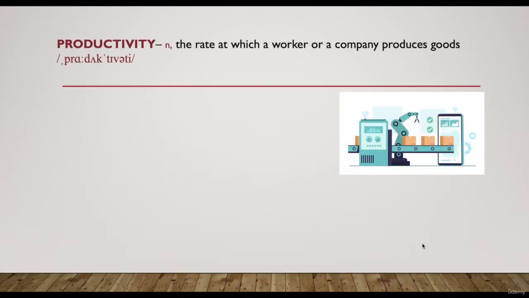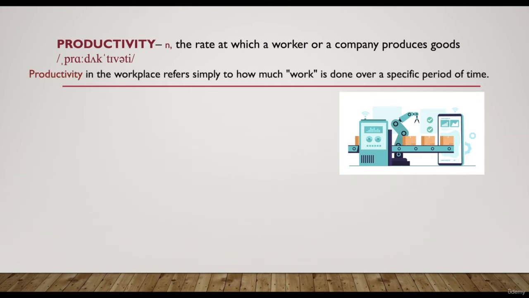So the first word in today's lesson is productivity. Productivity is the American pronunciation and productivity is the British pronunciation. It's a noun that means the rate at which a worker or a company produces goods. In other words, it shows how fast a worker or a company produces goods. Productivity in the workplace refers simply to how much work is done over a specific period of time.